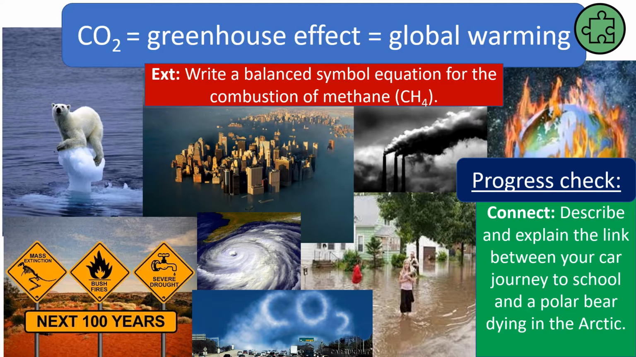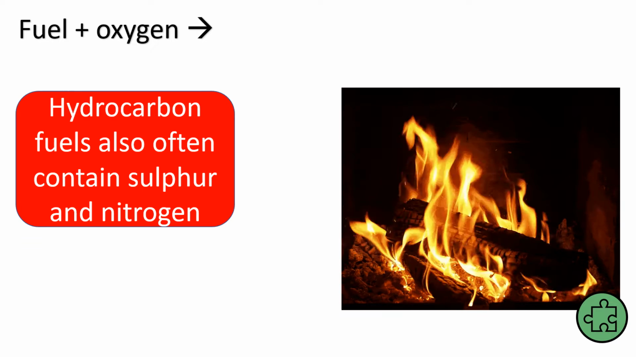Global warming obviously then leads to climate change, and this is what some of these pictures are here. So with climate change, you get flooding, you get ice melting, you get droughts where there used to be floods, you get floods where there used to be droughts, and you get extreme weather like hurricanes in the south of England, which never used to happen.